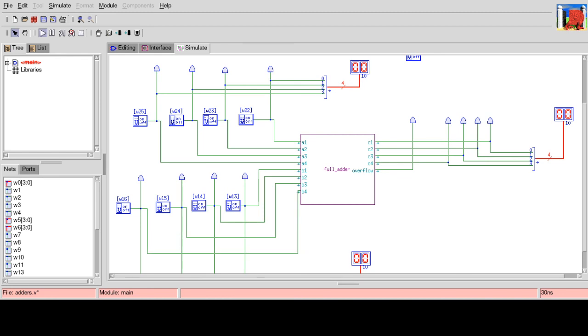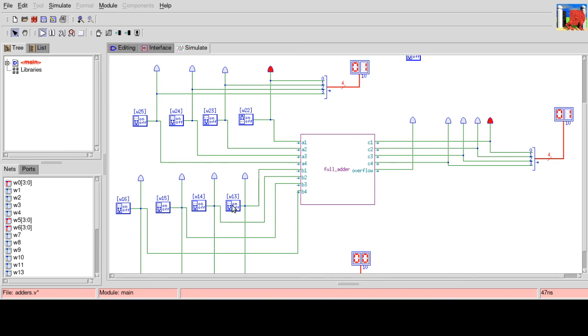What you're seeing now is that it's running. Right now the top number is 0, 0, 0, 0, the bottom number is 0, 0, 0, 0, and of course the answer is 0, 0, 0, 0 with an overflow of 0. Let's do 1, 0, 0, 0. Sorry, we read from left to right, so this would be 0, 0, 0, 1. The top number is 1, the bottom number is still 0, and of course when you add 1 plus 0 you get 1.